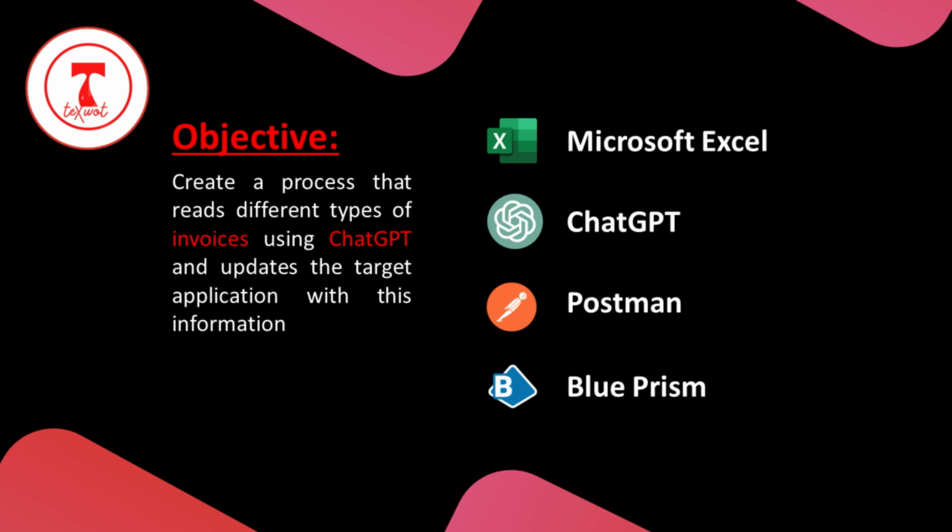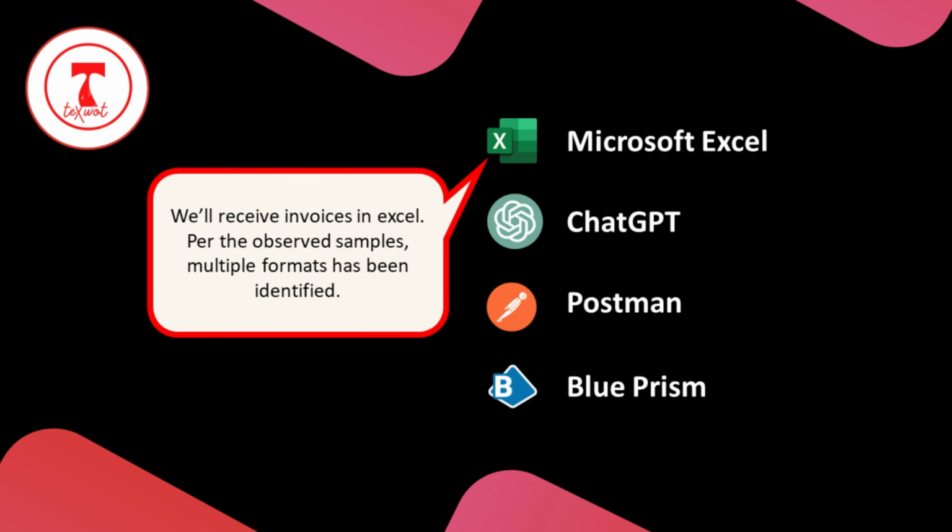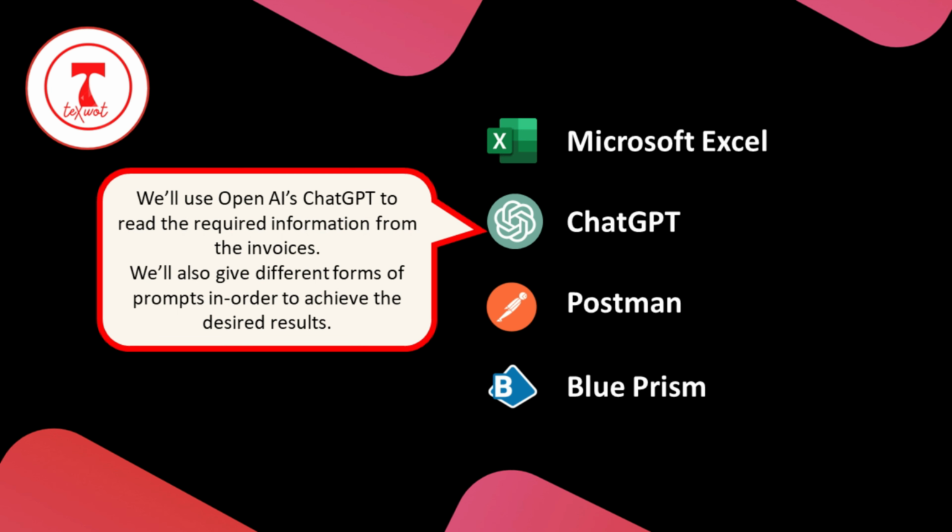As part of this exercise, we will be working on Excel. We will receive invoices in Excel format, and it's worth noting that there are various available formats, with the possibility of encountering others as well. ChatGPT: OpenAI's ChatGPT will be utilized to extract the required information from these Excel files.